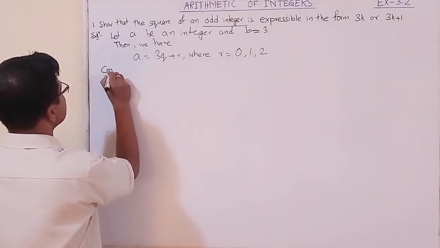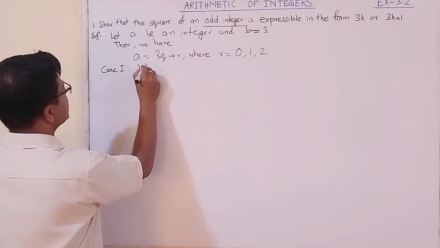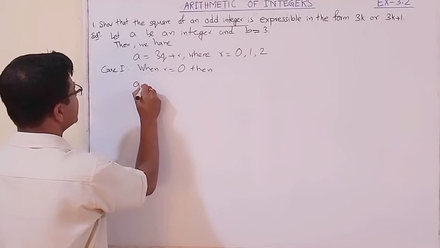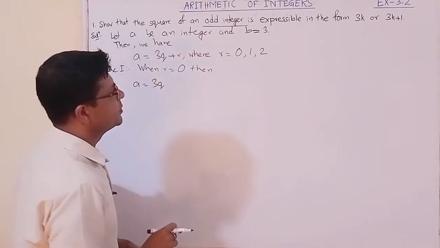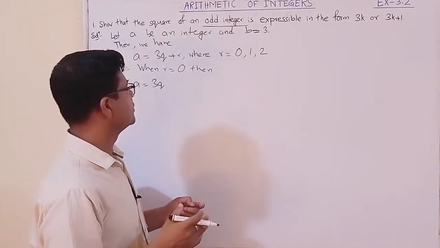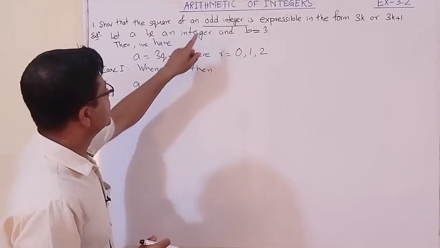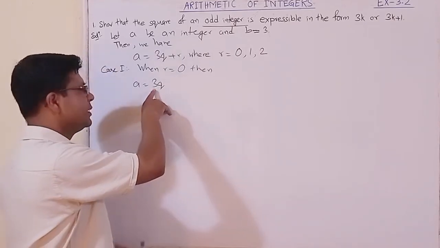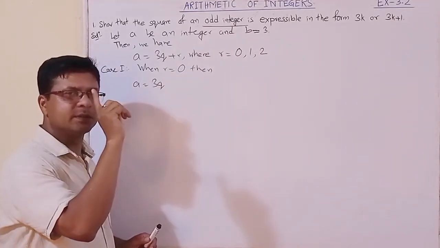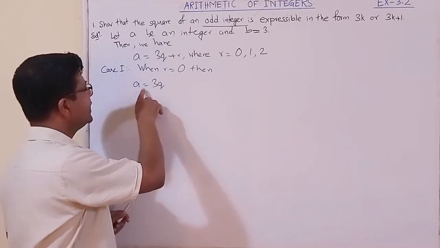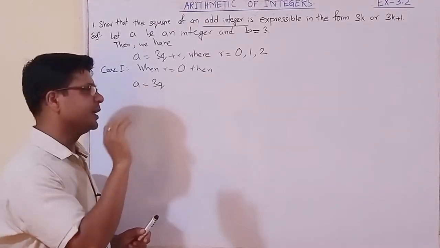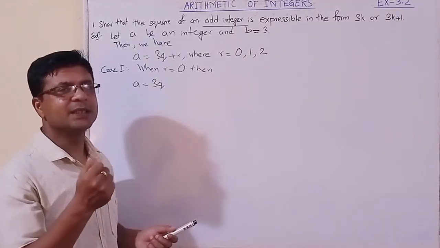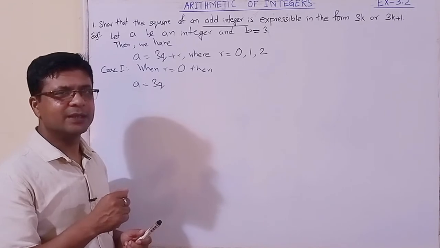For the first case, case 1, when r is equal to 0, then a equals 3q. Now what is the general confusion? Some students may think, what is sir saying about confusion? You see, this is an odd integer. Now where is the confusion? If q is 1, please try to understand, a is 3, an odd integer. All right. If q is 2, what is the value of a? a is 6. 6 is not an odd integer. This is the confusion.